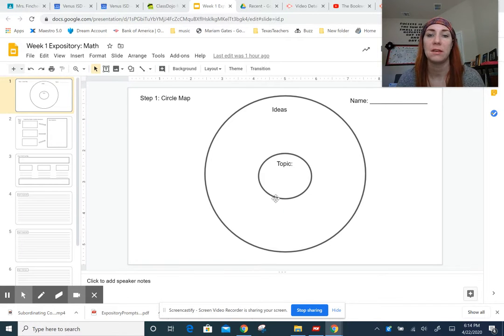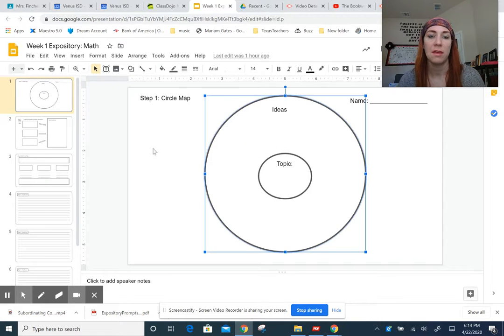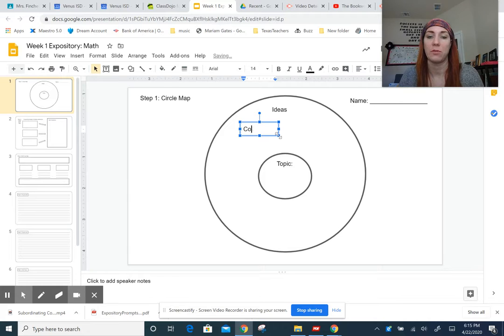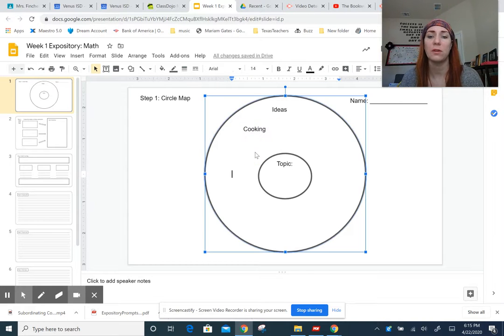So we have looked at the writing prompt. We are writing about all the different ways that we use math. And so I'm going to brainstorm on some different ideas. I know that I often use math when I'm cooking, and you want to come up with at least 8 ideas. That's the goal. And then you're going to choose the one idea that you feel that you can write the most about.